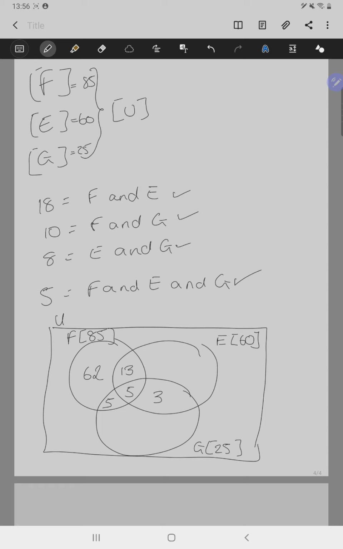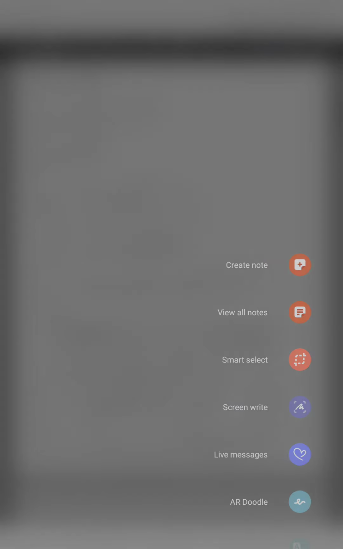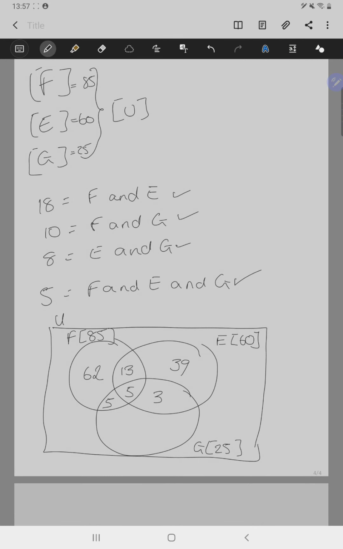Let's look at English. We have looked so far at 21 students within the 3 parts of the English set that have been filled in. There are 60 students in total who study English, so that means the remaining 39 students study English but no other language.